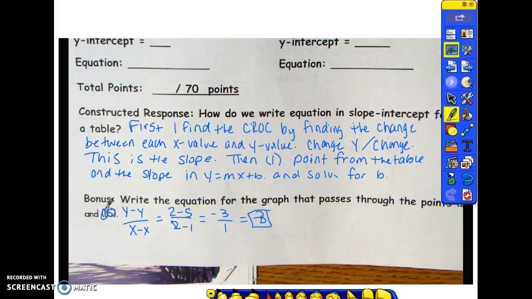I'm picking a point. 5 equals negative 3 times 1 plus b. Negative 3 times 1 is negative 3. 5 plus 3 is 8. So 8 is my y-intercept. And my equation is y equals negative 3x plus 8.